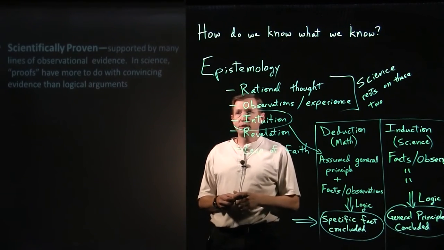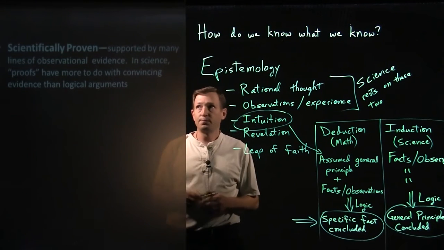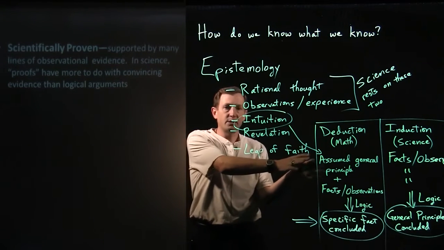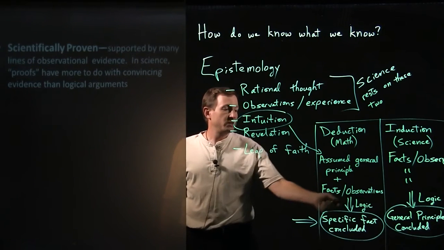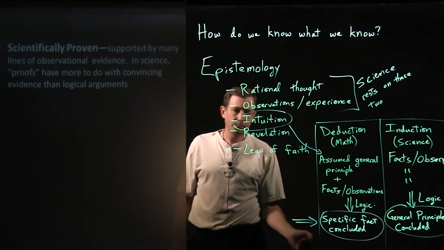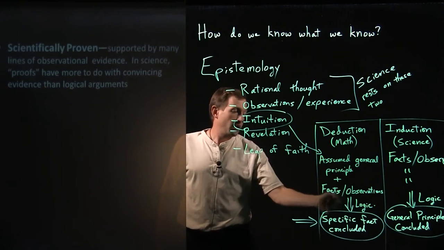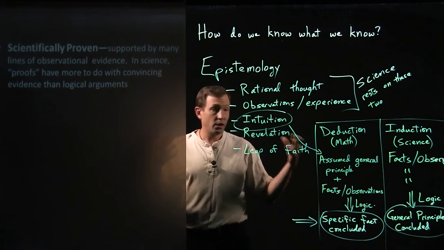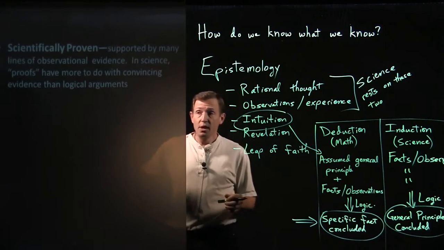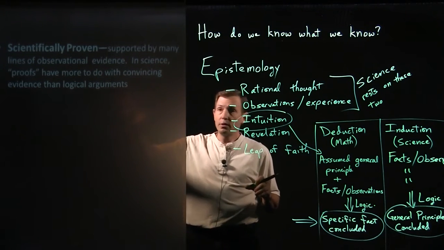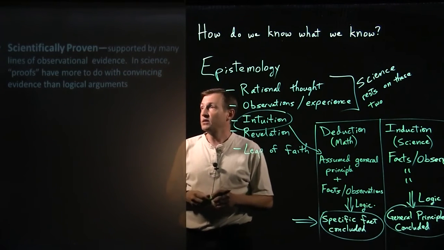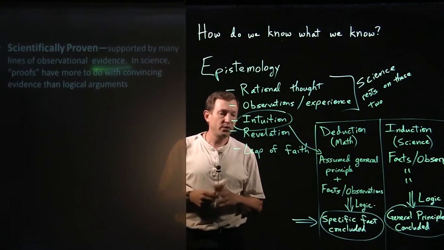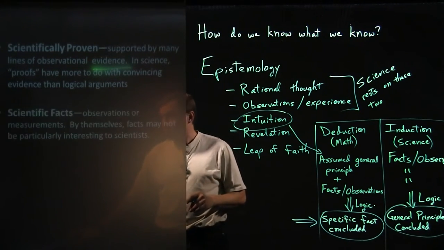So when we talk about things in science being scientifically proven, this means something a little bit different than in mathematics, something being mathematically proven. Mathematically proven means essentially you used all your logic right. You didn't make any mistakes in your logic, and you came up with a proof that nobody can really argue with, assuming you're using the same axioms of mathematics. In science, when we say something is proven, we mean that it's supported by many lines of observational evidence. So evidence is the key here. Proofs have to do with this convincing evidence and not just logical arguments.